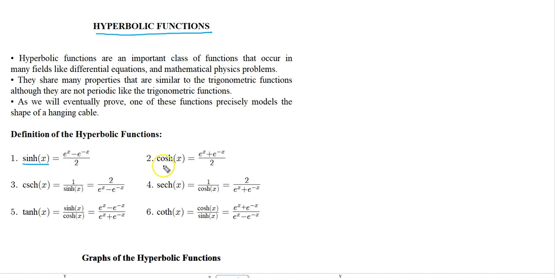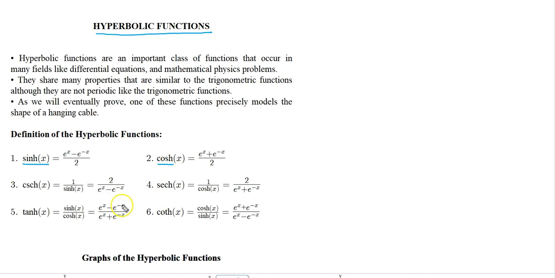We define the hyperbolic cosine function, or cosh. Notice we use the notation cos, and then we just add an h on the end of it. So we define the cosh of x to be e to the x plus e to the negative x, divided by 2. So all we did is change this minus right here to a plus, and we have our hyperbolic cosine function, or cosh.